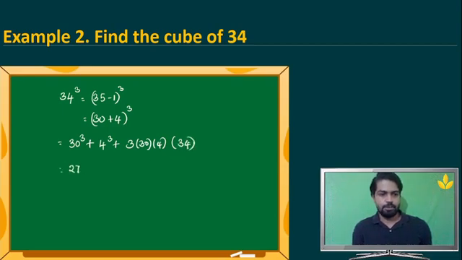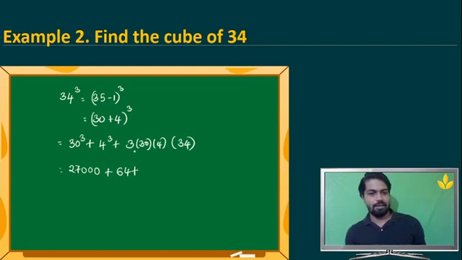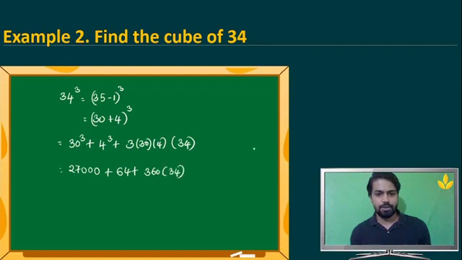30 cube: 3 cube is 27, followed by 3 zeros. And 4 cube is 64. And this is going to be a little task, but not a problem because we know how to multiply them, right? So 3 into 30 is 90. 90 into 4 is 360, into 34. Now to make it simple, anyway this 0 will be there at the end here, so we are going to take it as 2-digit numbers only, 36 into 34.